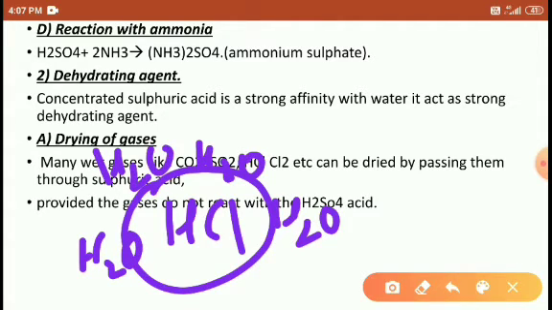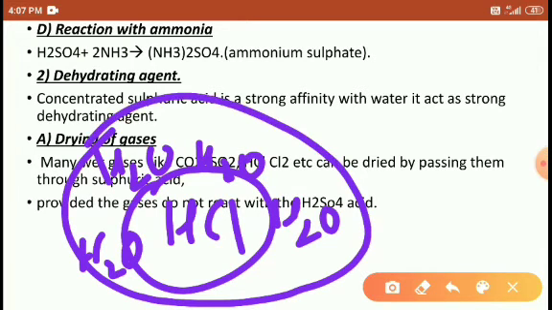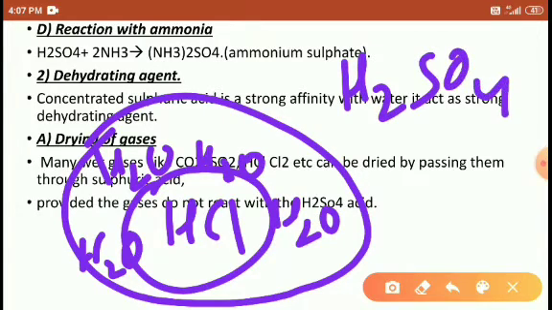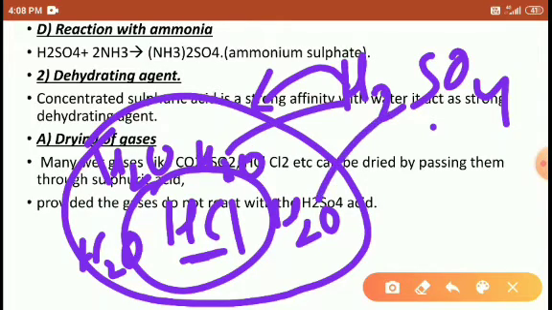Water drops, right? So this gas has moisture content. When we pass concentrated H2SO4 over this moist HCl, what happens? This gas cannot react with H2SO4, because H2SO4's main motive is to attract water molecules.